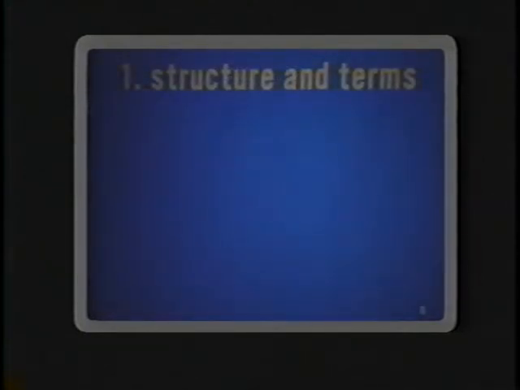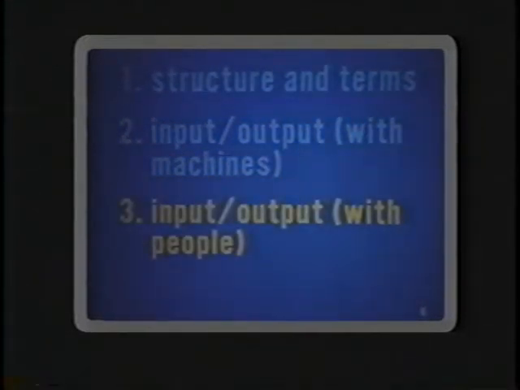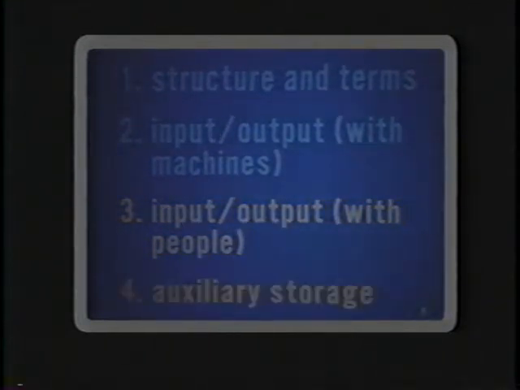However, all these devices share the same basic structure, which is described in Lesson 1 of this program. Lesson 1 also discusses some terms that are used to categorize peripheral devices. Lesson 2 describes some devices that perform input and output operations between the computer mainframe and other machines. Lesson 3 discusses some peripheral devices that perform input and output operations between the computer mainframe and people. And Lesson 4 covers auxiliary storage devices that hold information for the processor to use at a later time.